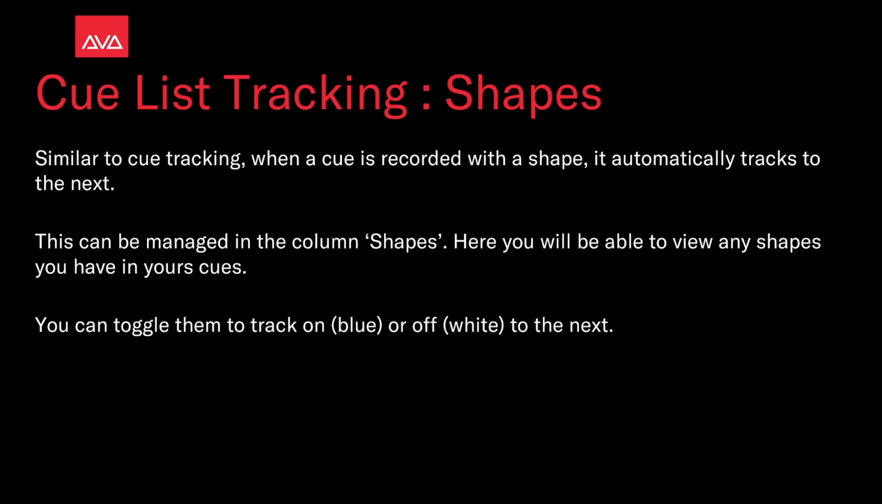Shapes tracking. Similar to queue tracking, when a queue is recorded with a shape, it automatically tracks to the next. This can be managed in the column shapes. Here you will be able to view any shapes you have in your queues. You can toggle them to track on, blue, or off, white, to the next.